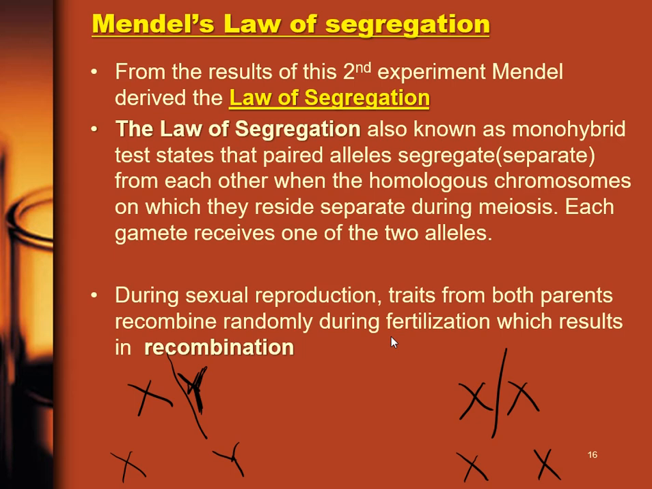Okay, so the law of segregation is when the alleles separate. This one is also referred to as monohybrid. Remember, we're dealing with one trait now. And what's the trait? The trait here is sex. So the sex can be either male or female. Okay, all right, so I think that's it for the law of segregation.